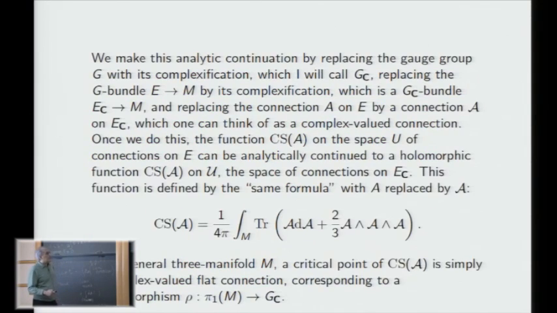So we make the analytic continuation by replacing the gauge group with its complexification, replacing a G bundle by its complexification, and replacing the connection by a connection on the complexified bundle, which you can think of as a complex valued connection. Then the Chern-Simons function is analytically continued in the obvious way by writing the same formula. And now, a critical point of this analytically continued function is just a complex valued flat connection, which corresponds to a homomorphism to the complex Lie group.